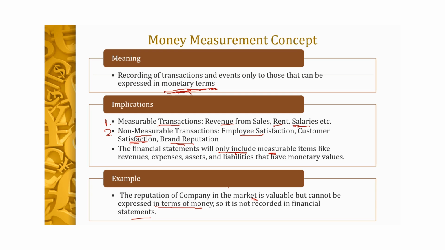So money measurement concept क्या कहता है कि सिर्फ वही transactions आप record कर सकते हो जो कि monetary terms में express कर सकते हैं और जो नहीं कर सकते उनको हमने financial statements में record नहीं करना. This is what money measurement concept says. Now next concept what we have is the going concern concept.